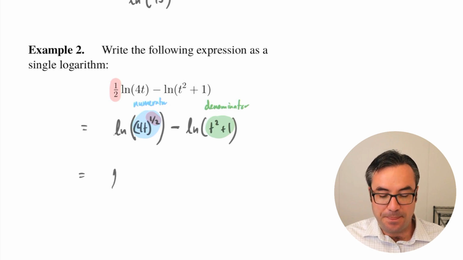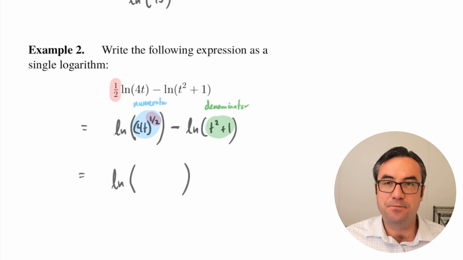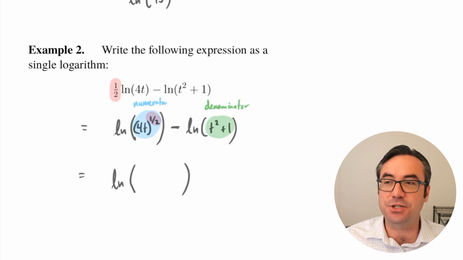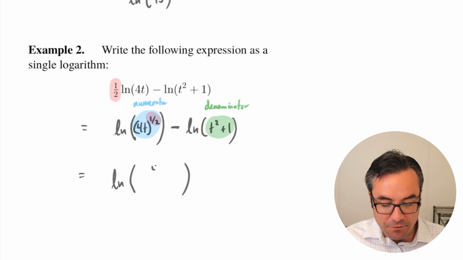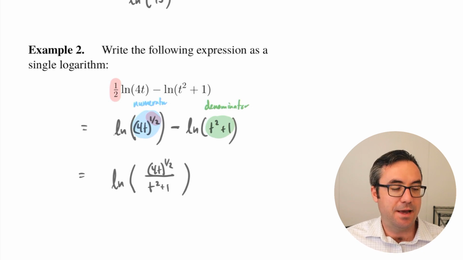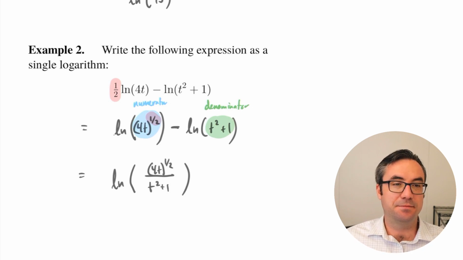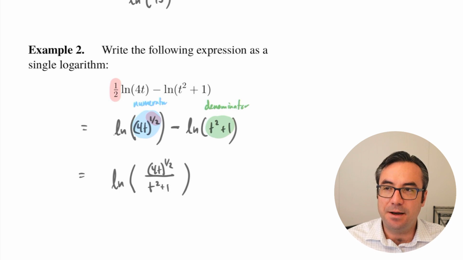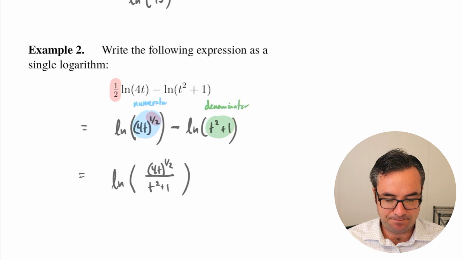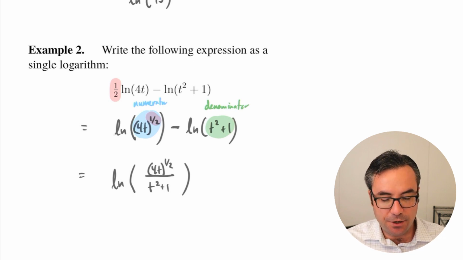So let's do it. We're going to have 1 natural log, and then let's get a nice big set of parentheses here for our fraction that's going to come. And we're going to have our 4t raised to the 1/2 divided by t squared plus 1. And there's our single log expression.